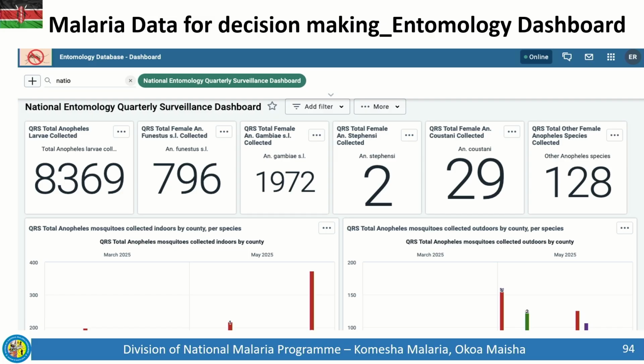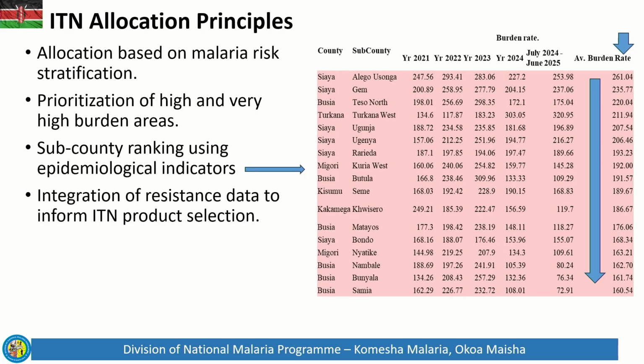So we know we need to direct interventions by knowing the vectors themselves. We have to know where the transmission is happening to know which tool to put in place, and also determine the effectiveness or the susceptibility profiles of those vectors to know the tools that will be appropriate for that setup. And so we utilize those data sets to make decisions for putting down the vector control tools.